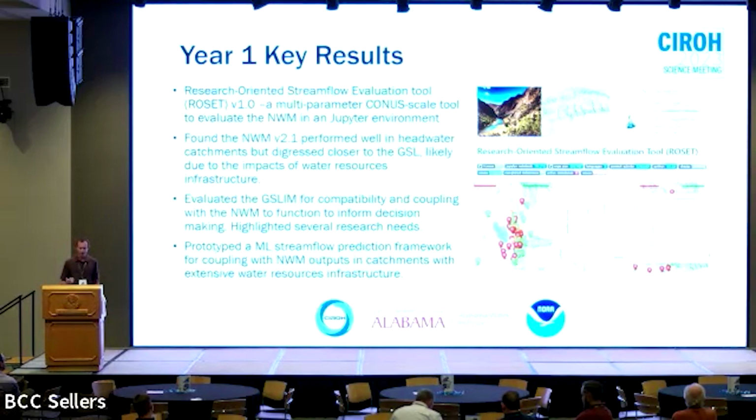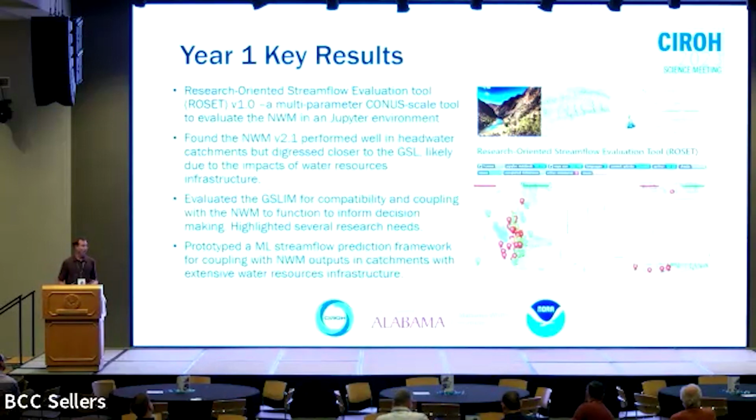We found that in our watershed, the National Water Model actually performed very well in the headwater catchments. But as you move closer to the Great Salt Lake, performance decreased. We can see that with this image here, kind of that middle left right there. Our hypothesis was that it was due to water resource infrastructure. There are lots of dams, water diversions, and a lot of agriculture taking water out of the river that the National Water Model is not accounting for.